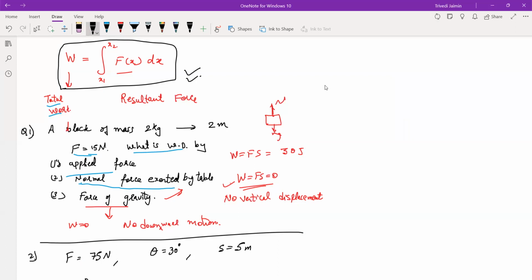No, the normal force exerted by the table, they're saying, not the box, by the table. That is 0 because there is no vertical displacement. It's not moving up and down. The table is not moving up and down, and it's not moving anyhow. Similarly, the force due to gravity is also 0, because there is no displacement towards the gravity or against the gravity. It's neither positive nor negative. That's why it's 0.